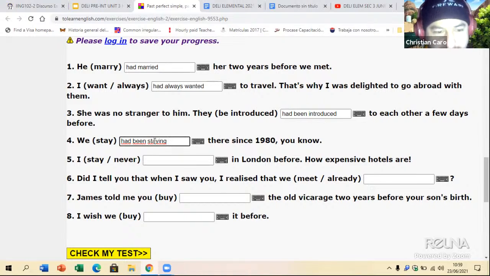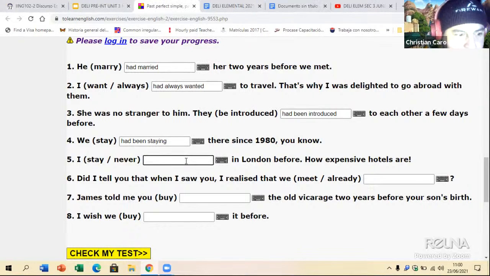All right. Number 5. It says, oh, are you never, right? It goes in the middle, right? In London before. How expensive hotels are. Well, that's true anyway. So, have been staying, no one has said anything yet. Then, which option would it be? I had never stayed in London, or I had never staying. No, it would be, I had never been staying in London before. How expensive. I had never been staying. Tamara says, I never stayed.